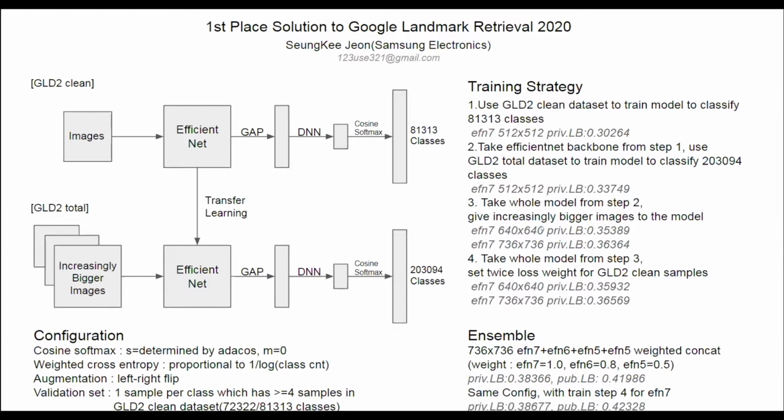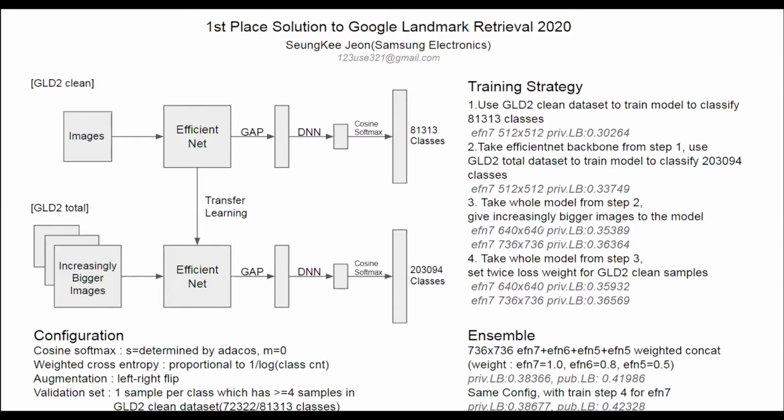Now I'm going to describe the training strategy. In the first step, GLD2 clean was used to train the model to classify 313 landmark classes. After validation loss converged, it scored 0.302 in the private leaderboard for a single EfficientNet7 backbone-based model. Next, I took the EfficientNet backbone from step 1 and used the GLD2 total dataset to classify 203,094 classes. It scored 0.337, which was a huge improvement over step 1.